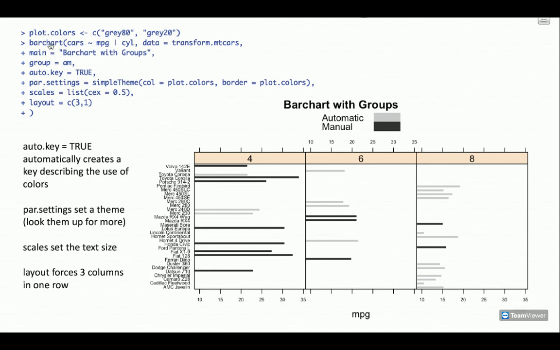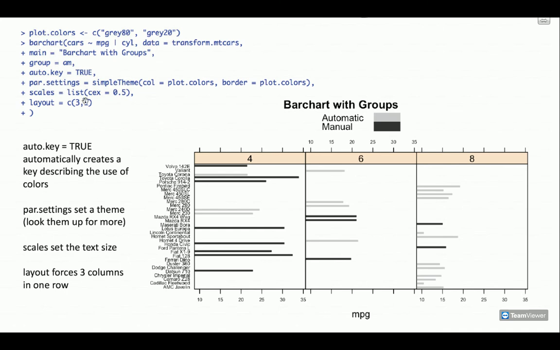And similarly, this is again the mtcars data set. You can use bar charts. Here we are actually describing different colors. So we are giving it two different shades of gray, and we are using a group variable. So we are grouping the data with AM. If you remember, it's the automatic or manual transmission type, and we are giving it the plot colors.